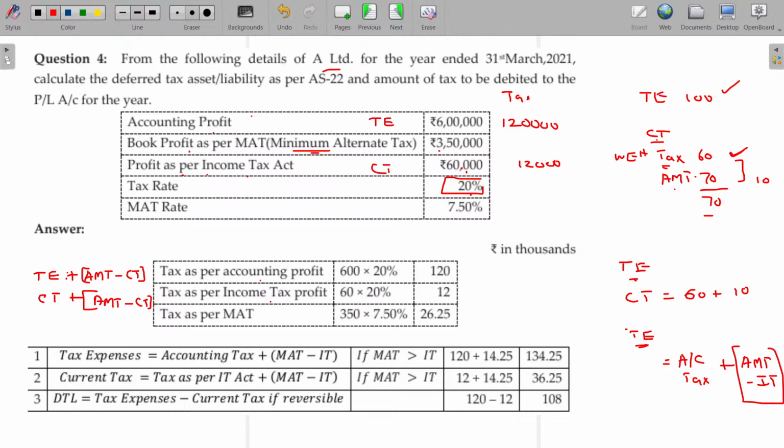Am I right? When the AMT or MAT is introduced, based on the book profit, the profit calculated as per the AMT provision will be called book profit. On that, minimum 7.5% will be payable. 7.5% on this being how much? 26,250. Now, what you have to pay? Whichever is higher will be the actual tax liability you have to pay, 26,250. What is the excess tax you are paying due to application of AMT or MAT? How much excess you are paying? 14,250.